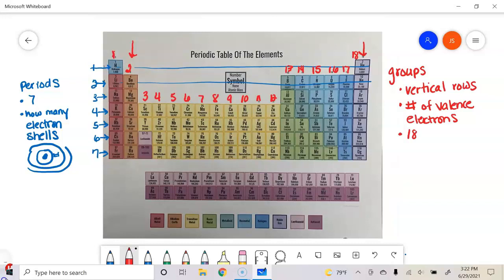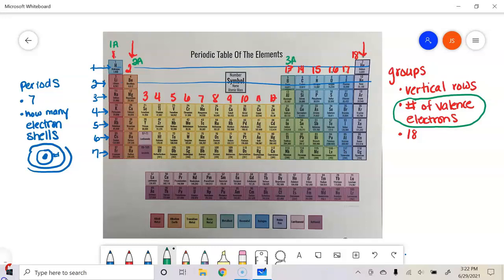Now, we also are going to sub-label these groups in a different way that's going to indicate the number of valence electrons. So I should have maybe written that in green, but I'll show you how that would be. So this would be 1A, this would be 2A, then we would go all the way across. We're basically going to skip this whole middle section of these transition metals. We'll talk about that in a second.